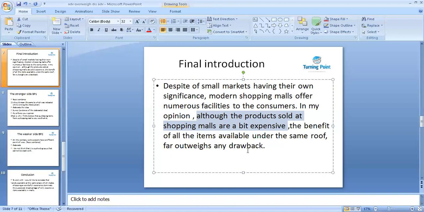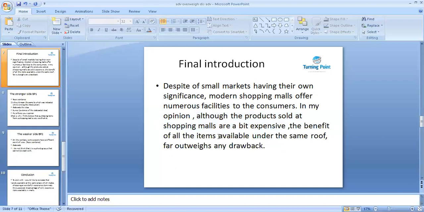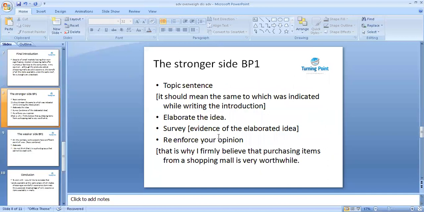So in this, I've given my opinion, and at the same time, I have outlined the two main things that will be discussed in the essay. So first of all, we'll see how we can write body paragraph 1, and this will be the stronger side. That means first we will explain the advantage. So first we will be writing the topic sentence.